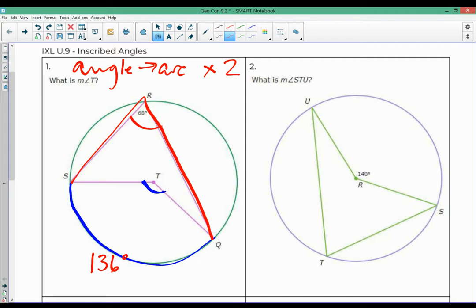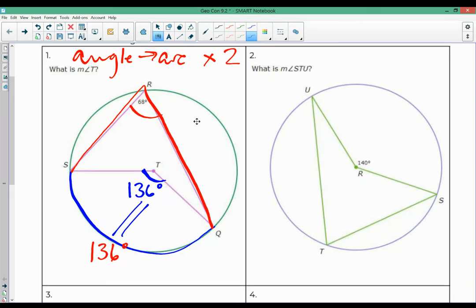And I know from our last lesson that the arc measure and the central angle are congruent. So these are equal to each other. So that means that the measure of angle T, let me scroll down, is 136 degrees. Because I had that inscribed angle of 68 degrees multiplied by 2 to get the arc, which is the same as the central angle.